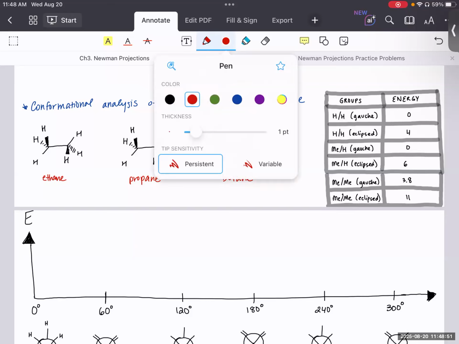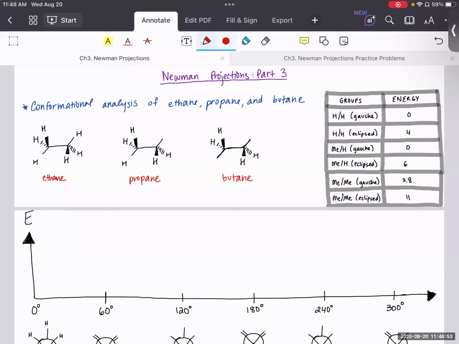The one thing that I do want to caution you about is that this energy table is sometimes given in different units. So just make sure that you're using the appropriate units as you're filling out your diagrams. All right, so let's start off with ethane.